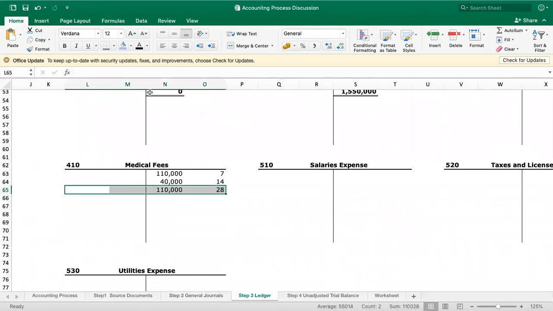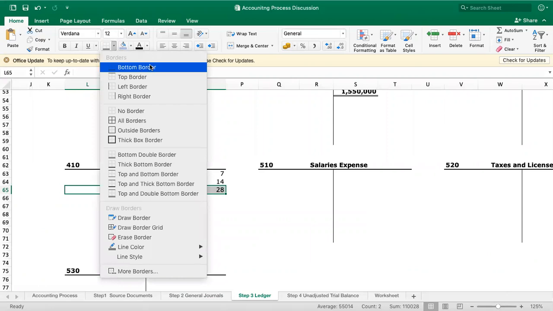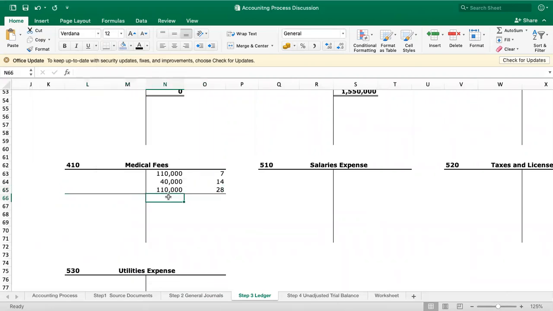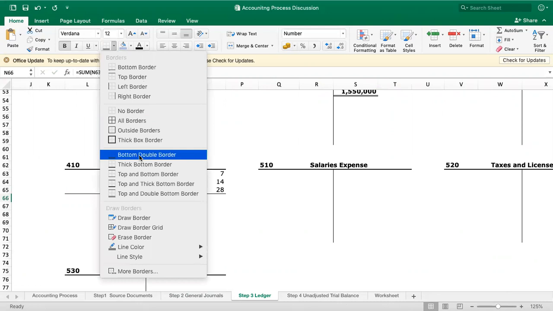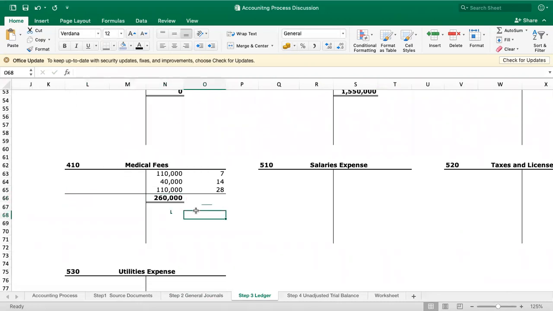So since wala tayong debit balance, the balance of your medical fees is naka-credit sa 260,000. Double rule natin, this is the balance of your medical fees before adjustments. Okay, so take note, normal balance of income is credit. That's why naka-credit yung balance in medical fees.